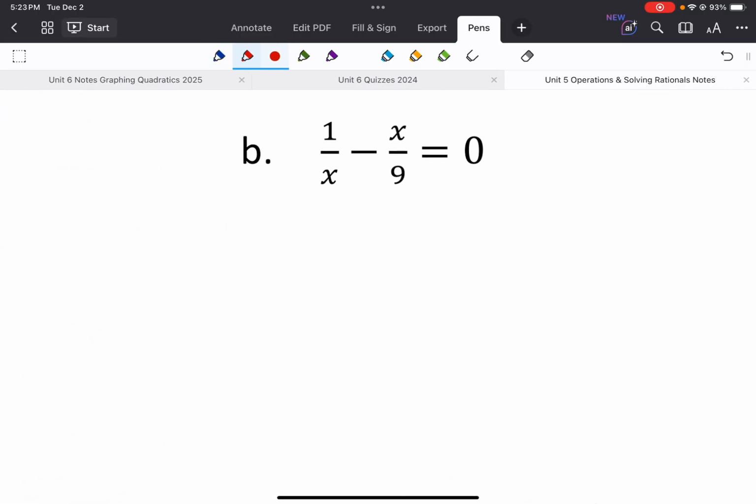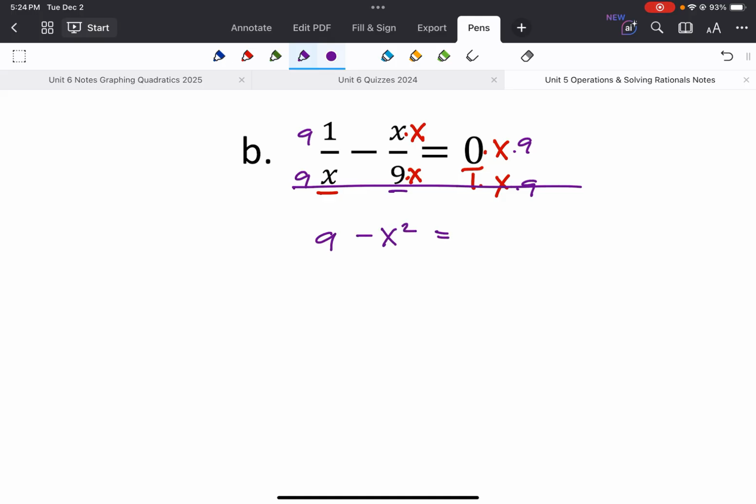Same thing, we need to have a common denominator. So here we have an x. This doesn't have an x, so we'll need to multiply. And this doesn't have an x either, so we'll multiply top and bottom by x. So now every term has an x. We need to do the same with this 9. We'll multiply top and bottom by 9. And now we have a common denominator. So we could multiply both sides by 9x, and that would clear out the denominator. And so we'll have 9 minus x squared equals 0.